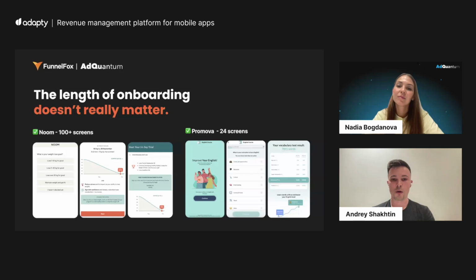And Promo is an English learning app. They have only 24 screens, and it's just enough. The rule here is that you should have as many screens as are enough to warm up users and convince them to use your product.